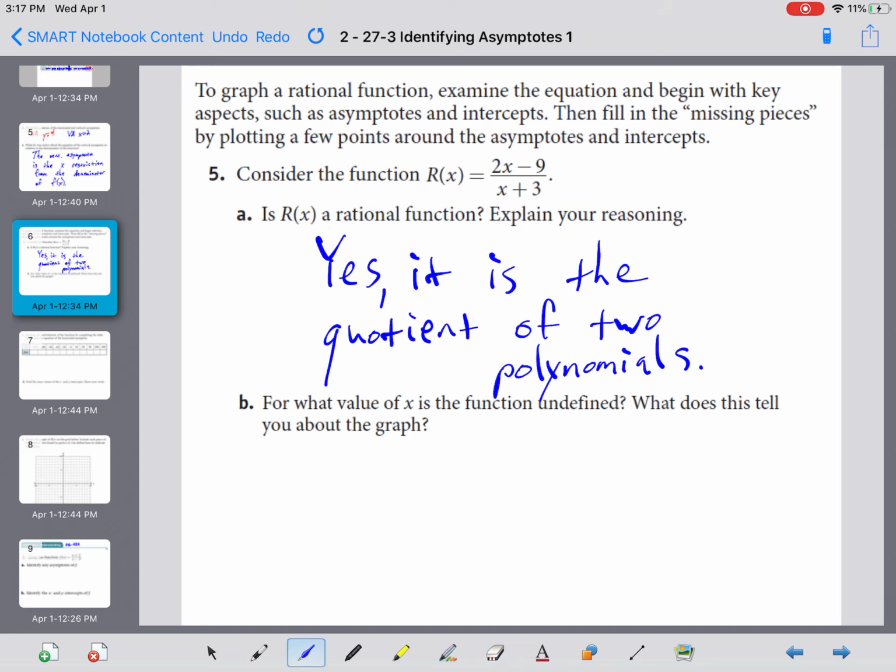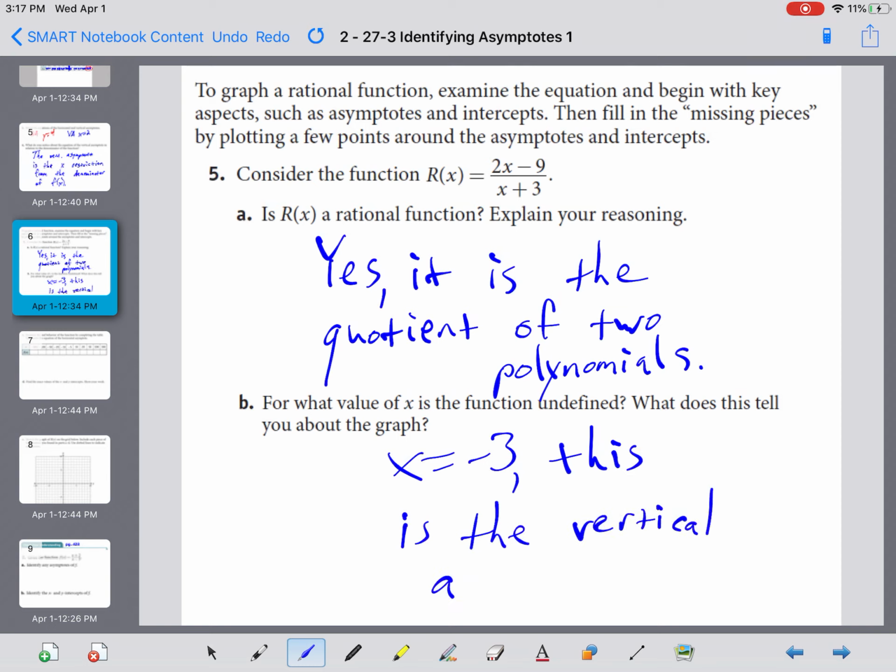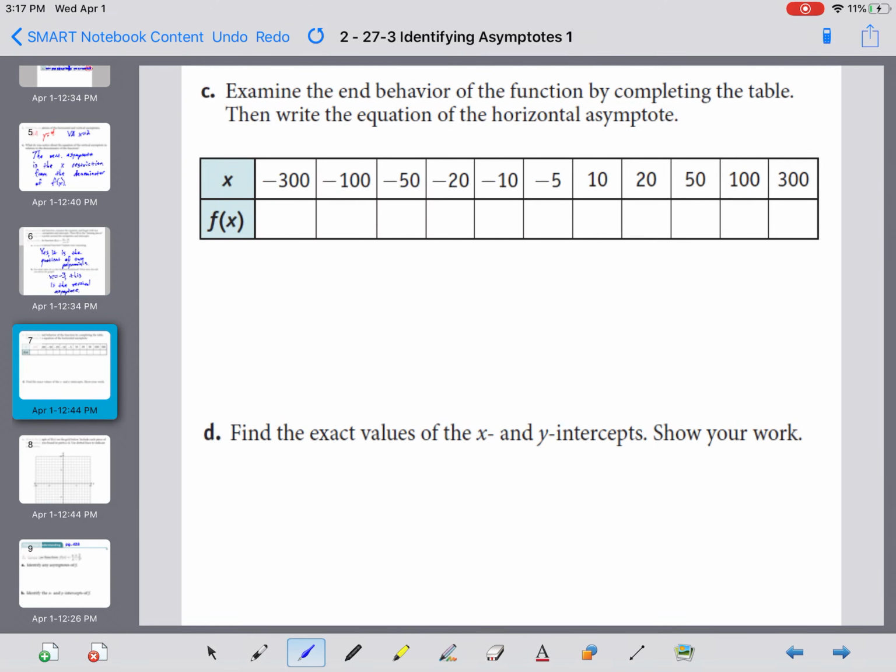Letter B says, for what value of x is the function undefined? This undefined happens when x is negative 3. What does this tell us? This is the vertical asymptote. All right, simple as that. Letter C, kind of like we did in the last one. Pause the video here, take a second, and start plugging in these values, big negatives, big positives, and let's see if we can guess what the horizontal asymptote would be.